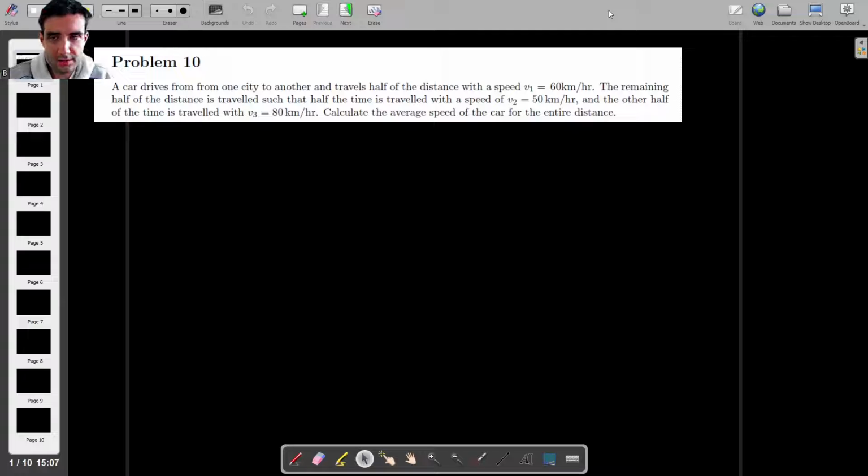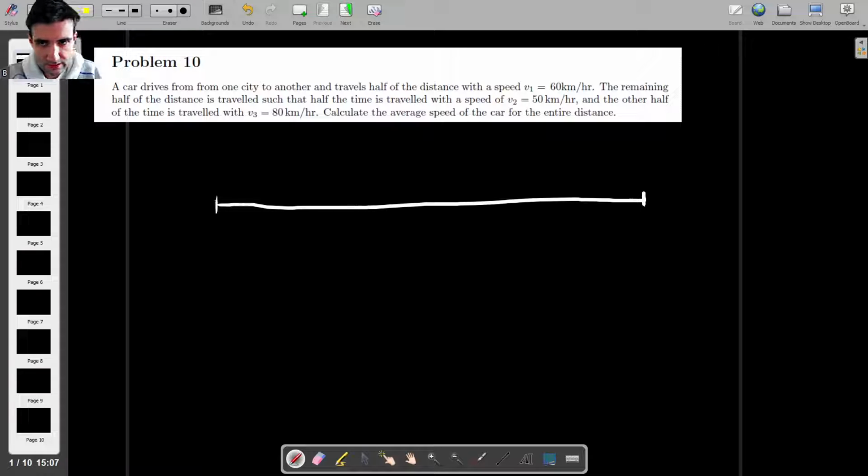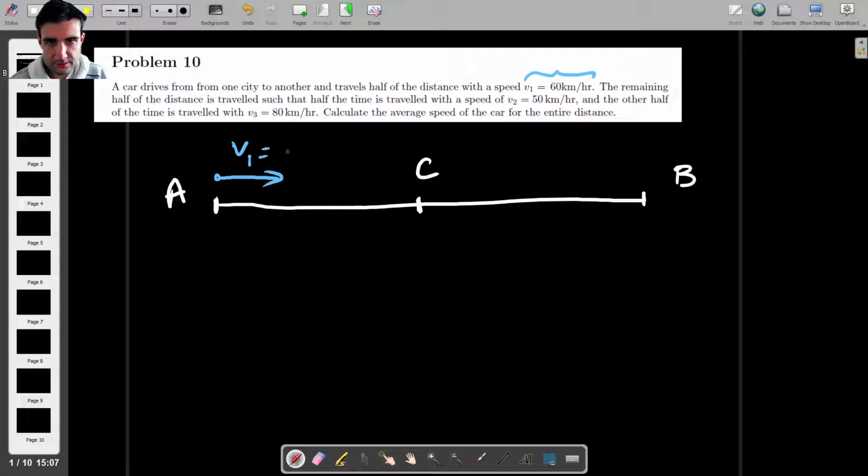So we're dealing with a car that drives from one city to another. So let's actually draw something out. So we have a distance which is split in a couple of sections, but let's say the initial city is A and then the car arrives at point B. Okay, so the car travels half of the distance with a speed of v1, which is 60 kilometers per hour. So half of the distance means that there's a point, let's call it C, which is right in the middle, and until that point C, the car travels with a constant speed of 60 kilometers per hour. Actually, I'm not gonna write any numbers here because it's gonna clutter the drawing.